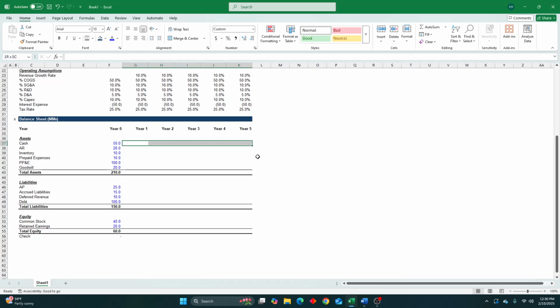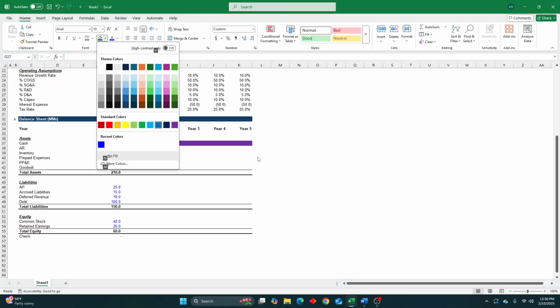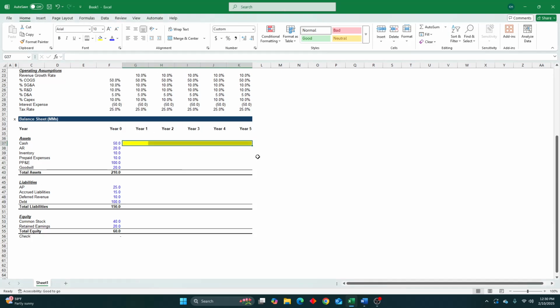Starting with cash, we're actually going to have to come back to this because our cash balance is going to be equal to our beginning cash. I'll actually type it over here. Our beginning cash plus our net change in cash, which is going to come off of the cash flow statement. We're not going to be able to fill this out quite yet.